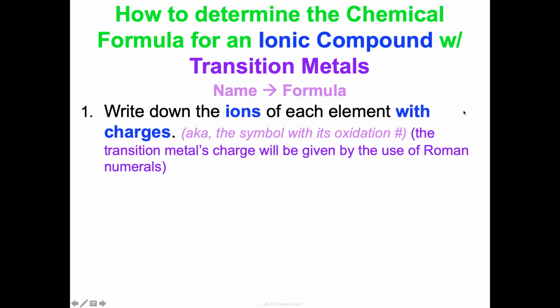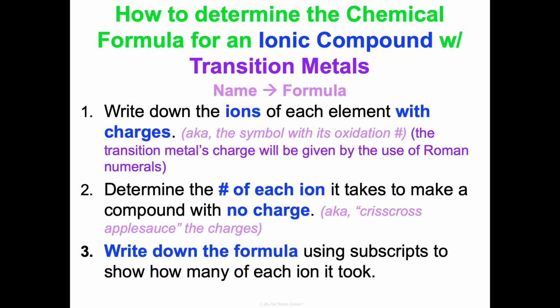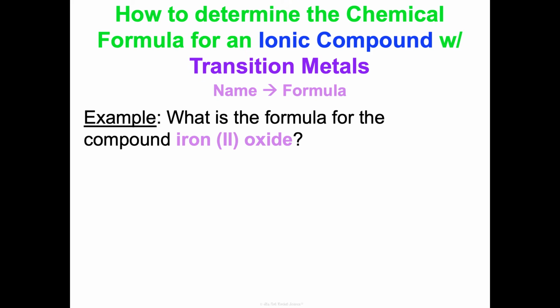So the first step, the only new thing here is the transition metal's charge will be given by the use of Roman numerals. So if it's a Roman numeral 3, it has a 3+ charge. Or if it's a Roman numeral 2, it has a 2+ charge. It's always going to be positive because the metals are always cations. And then you do your crisscross applesauce, write down the formula, reduce if you have to. Okay, so let's do an example.